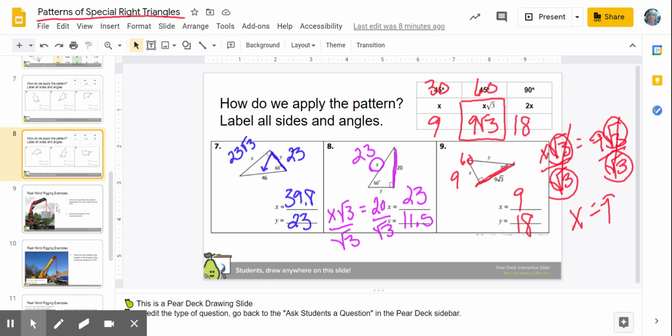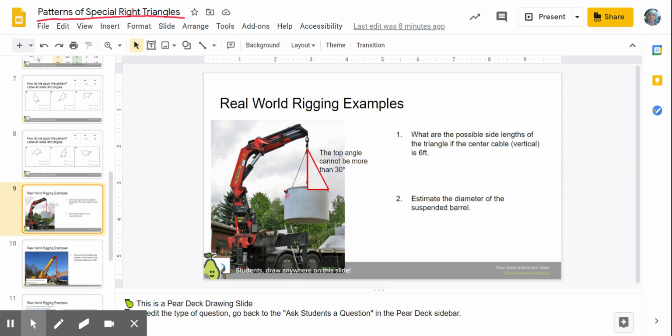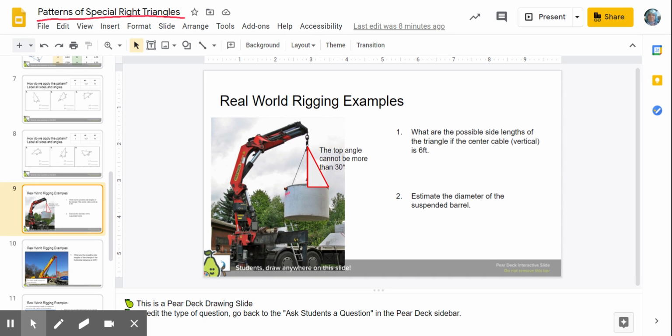Okay. Now we're going to get some pictures. We're going to try to put this into application in real life. Remember I said that a lot of cranes use these, right? So there's stress on cranes, and if you're running a crane or you're an engineer of some sort, you have to know how much stress the crane can take. So this top angle can't be more than 30 degrees, which means this bottom angle has to be somewhere close to 60 degrees, right? What are the possible lengths of the triangle if the center cable, that vertical cable, is 6?